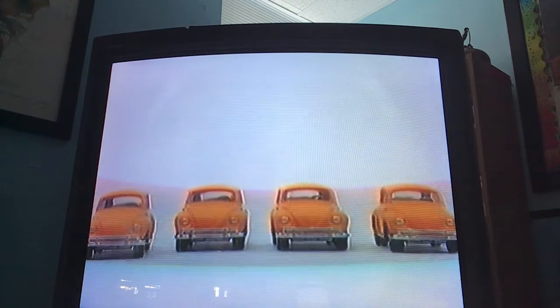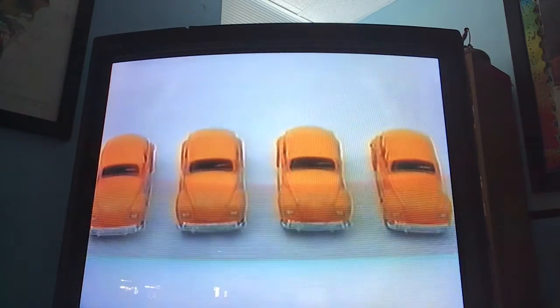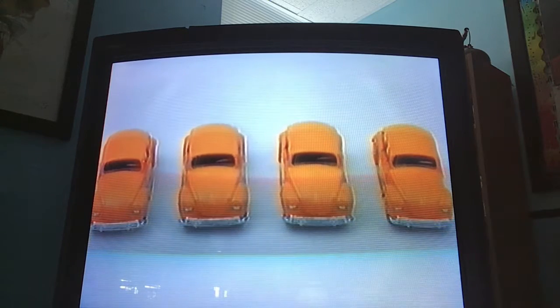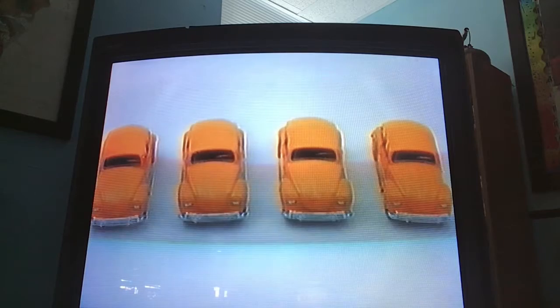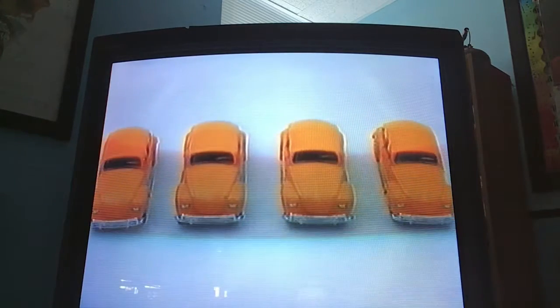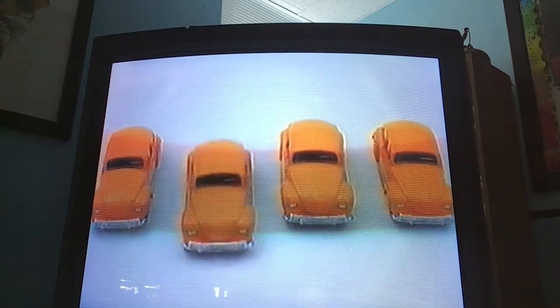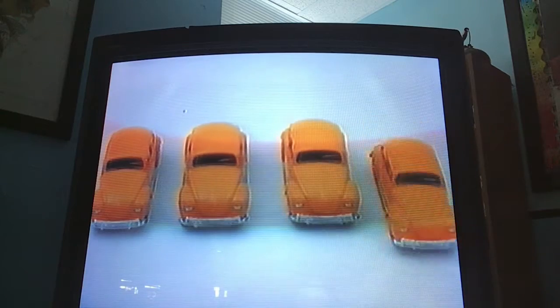Okay, cut your engines, please. Quiet. Now look closely at these cars. See how they're arranged? They're arranged in order. How many rows of cars do you see? One. How many cars are in the row? 1, 2, 3, 4. Very good.